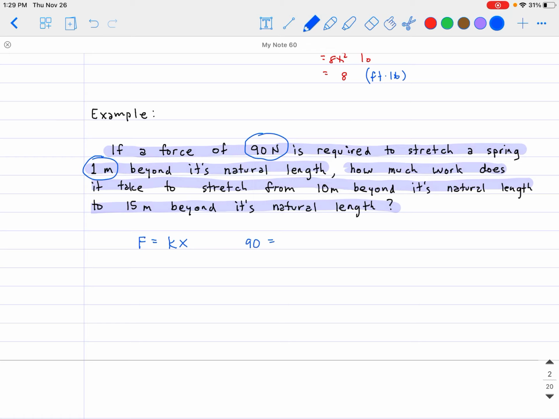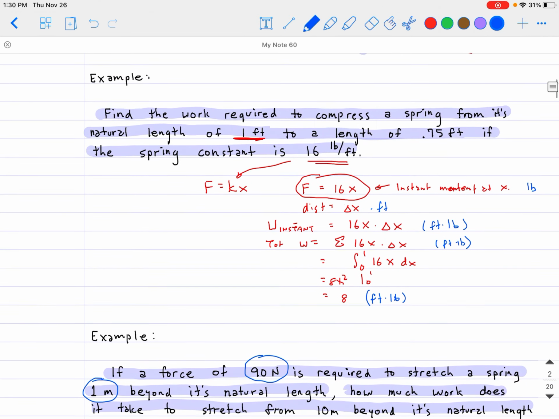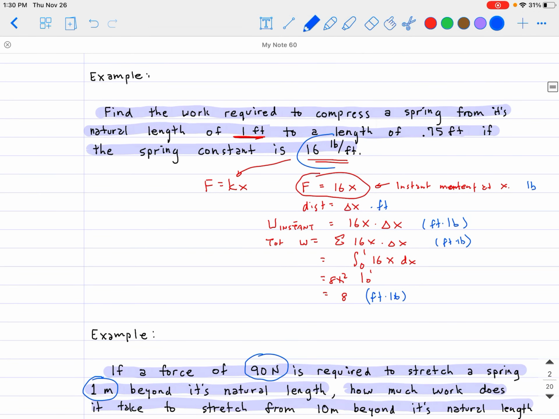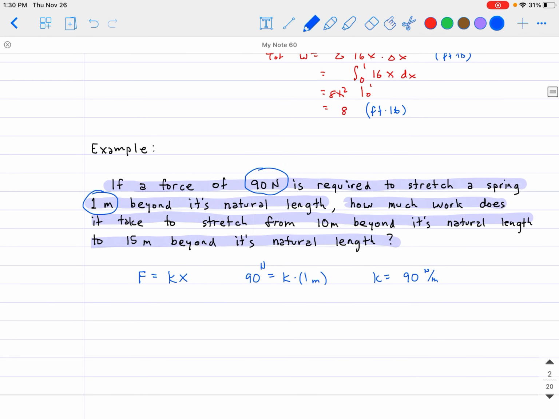So 90 is equal to K multiplied by 1. And if you wonder about the units, this is N, and this is M. So K is equal to 90, and the units are newtons per meter. Kind of the same deal as earlier, where it was in terms of pounds per feet. Now we're going to find the total work done.